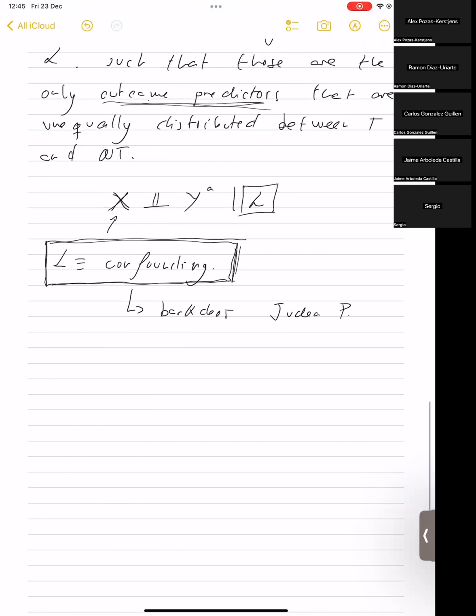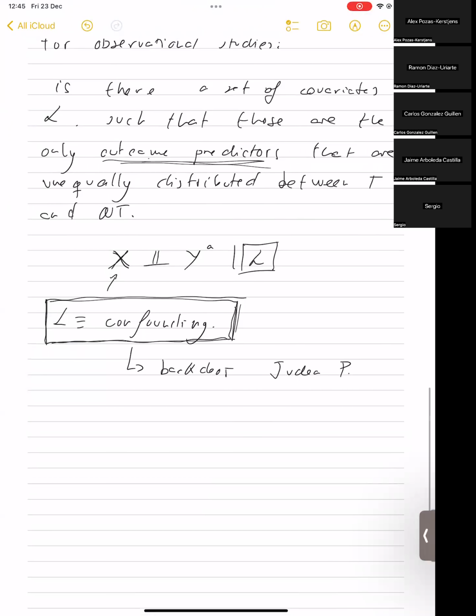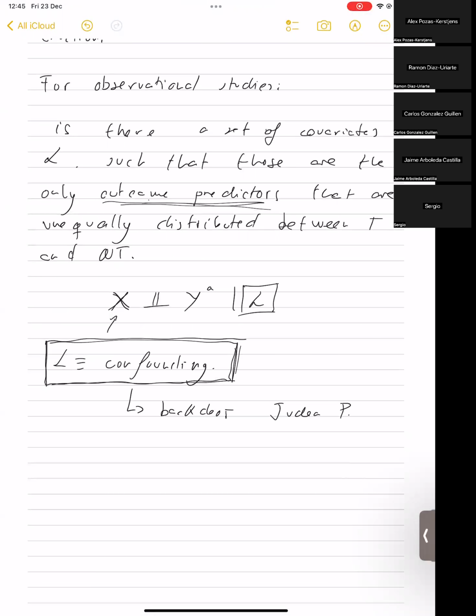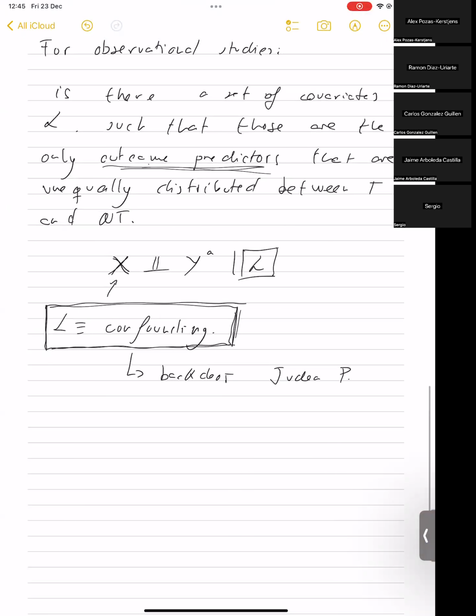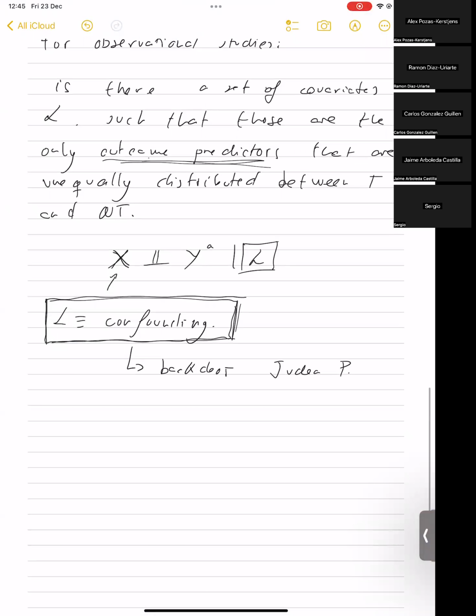The crucial question is, however, this one. Is there a set of covariates L such that we can guarantee that those are the only outcome predictors that are unequally distributed between treated and non-treated? There is no answer to this question, and this is important. The only way to guarantee that this is the case is to use a randomized design. Otherwise, there is no guarantee that this will hold.